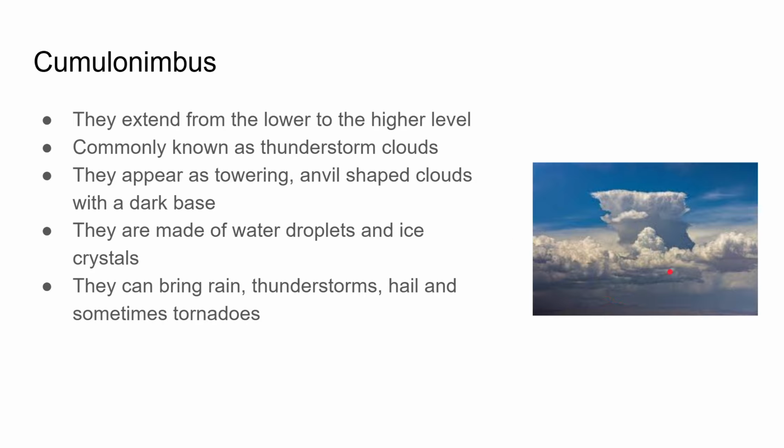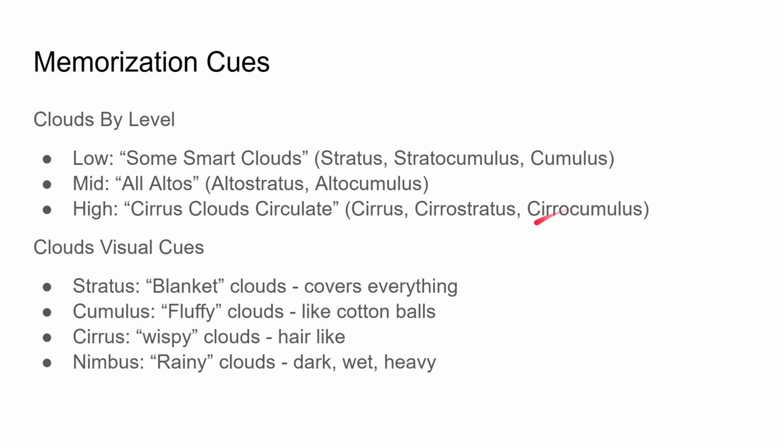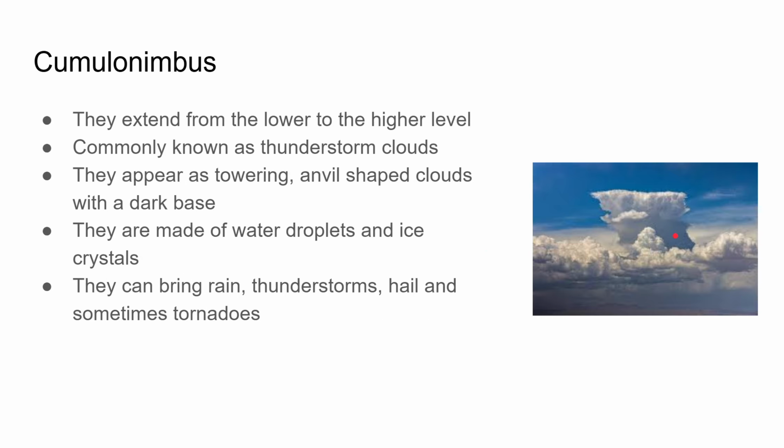Okay. These are made out of water droplets and ice crystals because they're in the higher section. So this part, like more up high, would be ice crystals, and then down here it'd be like water droplets because like rain, so rain would come down. Okay. They can bring rain, thunderstorms, hail, and in some cases tornadoes. These are very dangerous clouds. You do not want to fly near them or in them or around them, anywhere.